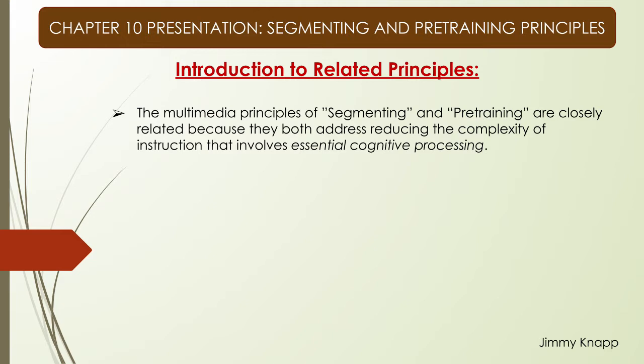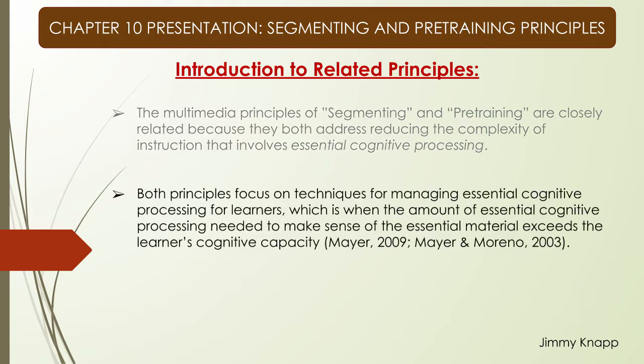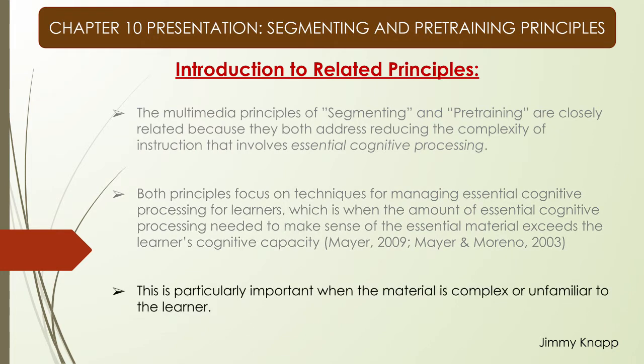The multimedia principles of segmenting and pre-training are closely related because they both address reducing the complexity of instruction that involves essential cognitive processing. Both principles focus on techniques for managing essential cognitive processing for learners, which is when the amount of essential cognitive processing needed to make sense of the essential materials exceeds the learner's cognitive capacity. This is particularly important when the material is complex or unfamiliar to the learner.